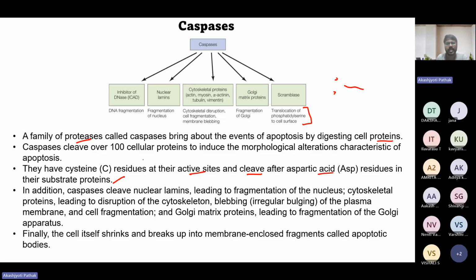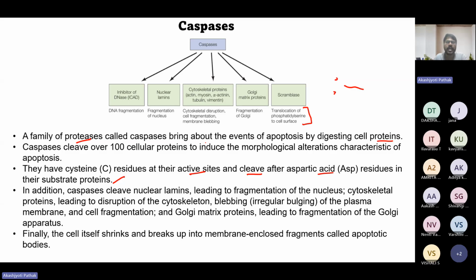So they have cysteine residues at their active sites and they cleave after the aspartic acid residues in the substrate. They can cleave over 100 different cellular proteins, and by cleaving these proteins, they cause the morphological alterations which are characteristic of apoptosis. If you remember the figure that I showed just now, you can see how the morphology of the cell is changing in response to apoptosis. All these morphological changes are brought about by the caspases.